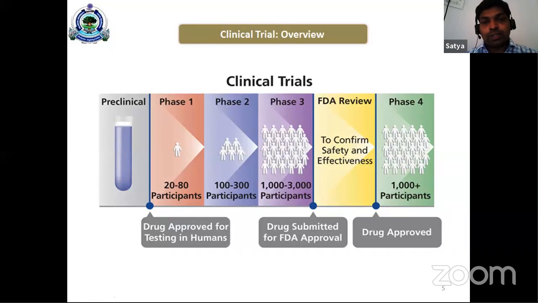Once you have done your phase three trial, you go for the NDA submission, the new drug application to the FDA. The agency will review it, which takes around 1 to 2 years. If they find any deficiencies, they will come back to the organization; otherwise they will give approval. Once the drug is approved, it goes into phase four, the adverse events reporting system. Different countries follow different mechanisms in adverse event reporting. But overall, the clinical trials scenario is like this, phase one to phase four.